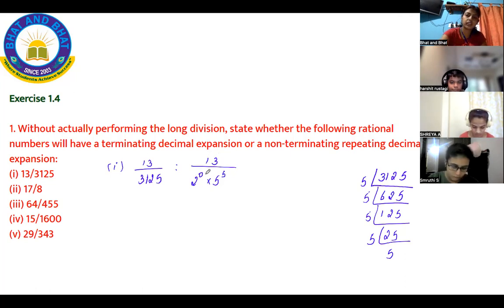Then what is asked? We have to show whether it is terminating or non-terminating, without doing the decimal expansion. You have to show whether the given value is terminating or non-terminating. Correct?